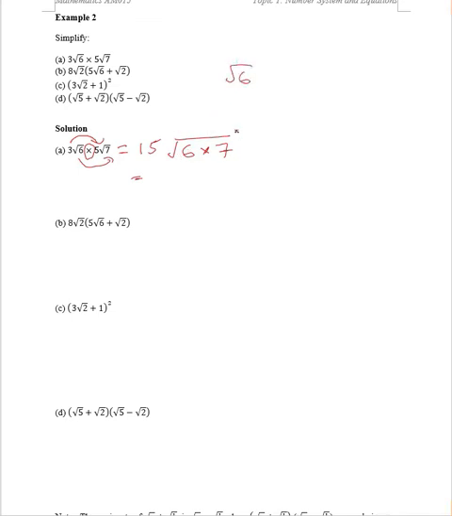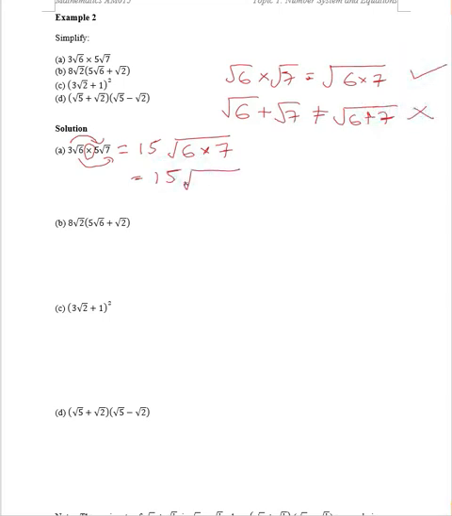Remember, why did I write like this? Is because root 6 times root 7 can be combined to be 1 root according to the rule. Also take note, root 6 plus root 7 is not equal to root of 6 plus 7. This is wrong, this is correct. So 5 times root 6 times 7 is equal to 42.